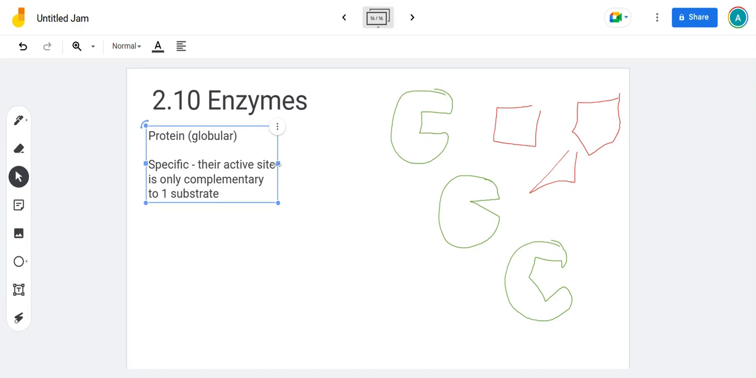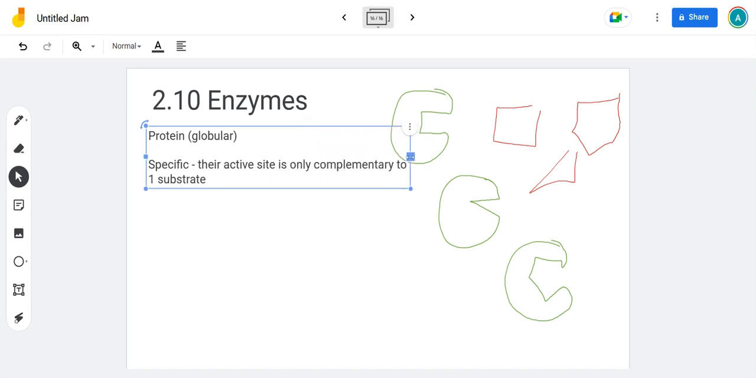Okay, and make sure you really understand what specificity means, and make sure you always use the word complementary, not matching or same or anything else. Always the word complementary is really, really important.